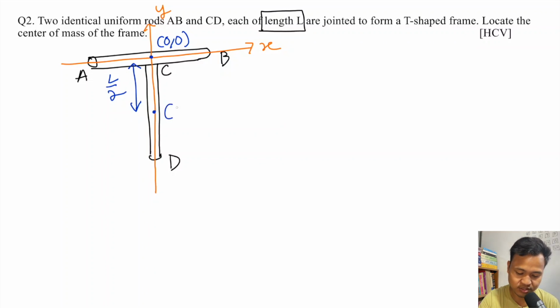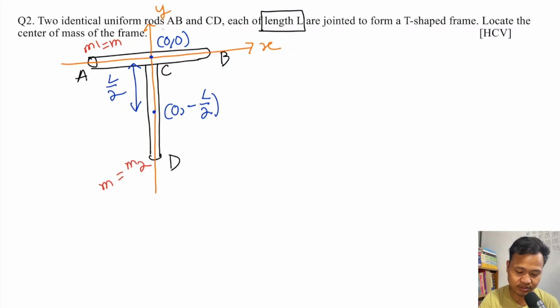The coordinates are 0, minus L by 2, as it is along the negative y axis. We take the mass of AB as M1 and the mass of CD as M2. They are identical, so the masses are the same. So M1 equals M, M2 also equals M.